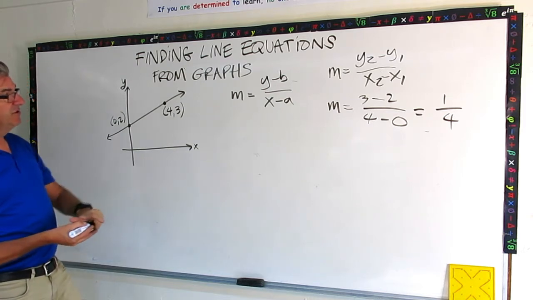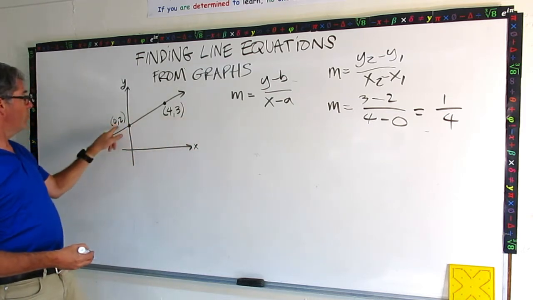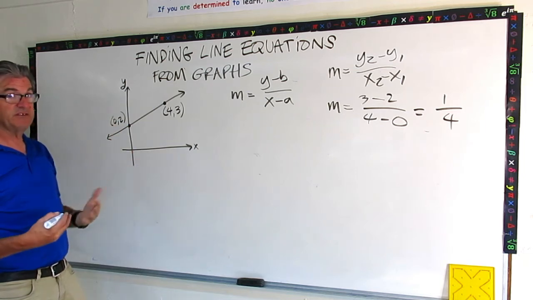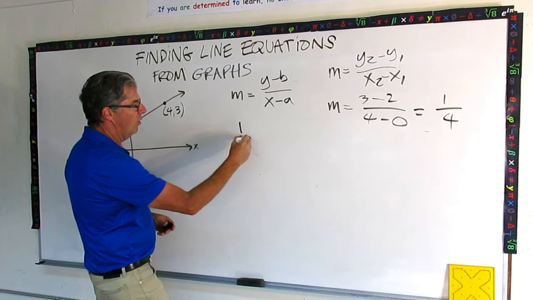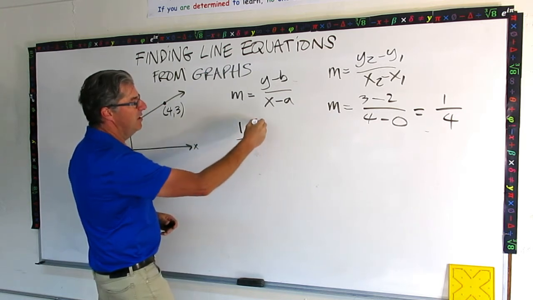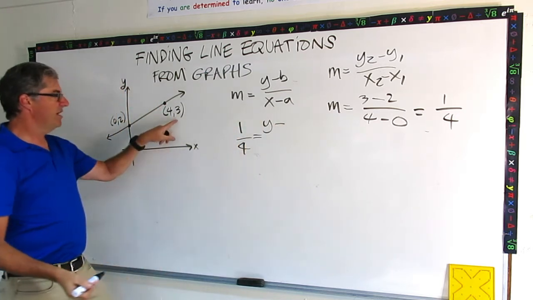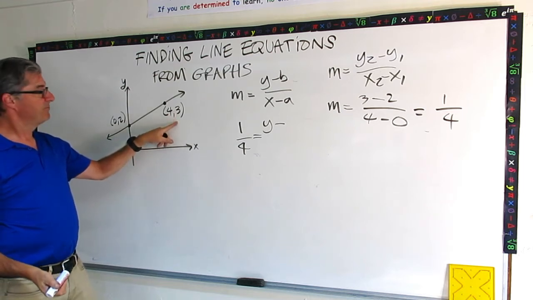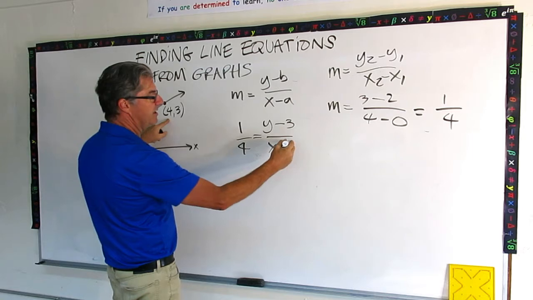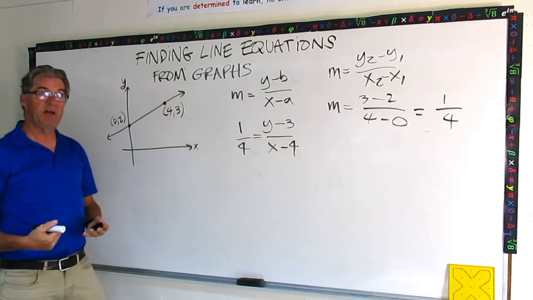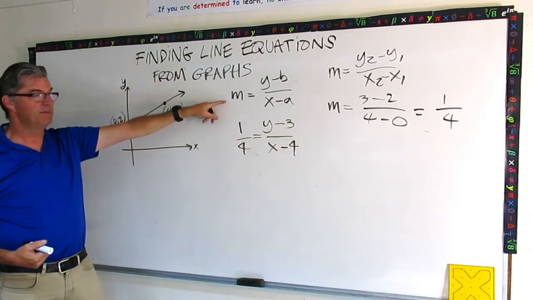Okay, so now let's use this equation with either one of these points. Doesn't matter which, you'll get the same line equation. So let's do our plug-in, moving down from here. 1/4 equals y minus, I'm going to go ahead and use this point, it's right in front of me, y minus 3 over x minus 4. So there's my plug-in step using this form of the point slope equation.